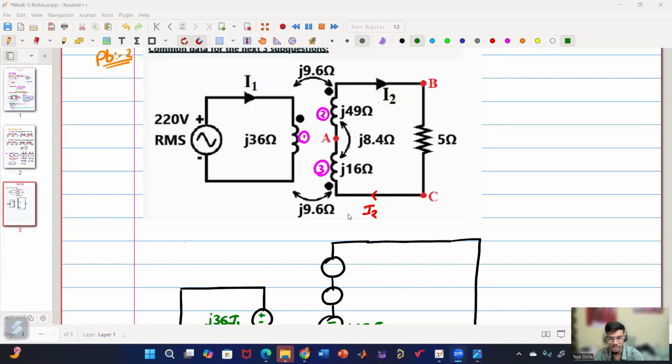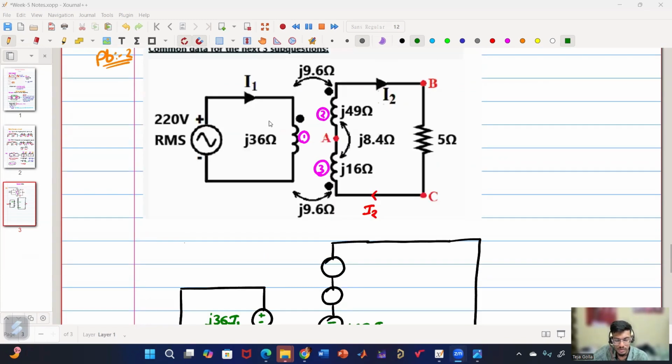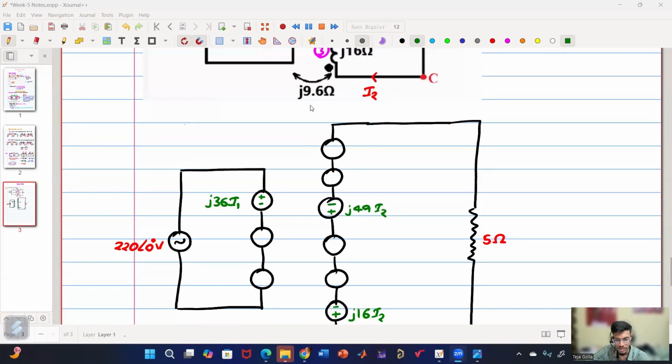So the mutual inductance will have the same polarity or the opposite polarity? Opposite polarity. So now the opposite polarity means what will be the term? The term will be mutual inductance into the current in the other coil. So in coil 1, what will be the term in terms of j omega L into I? J 9.6 I2. Yes, very good.